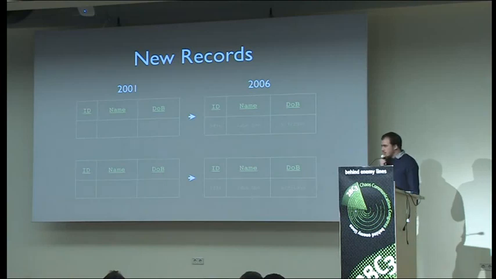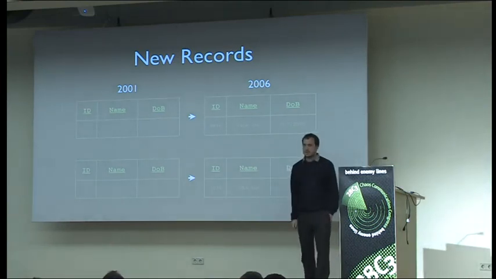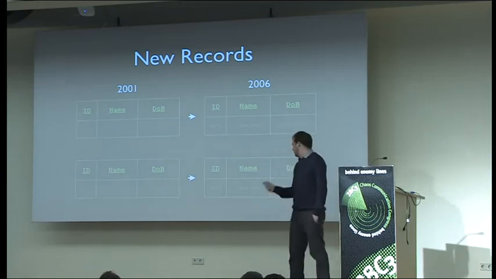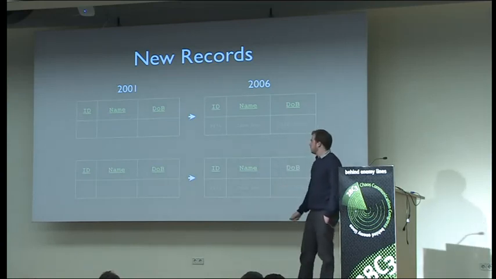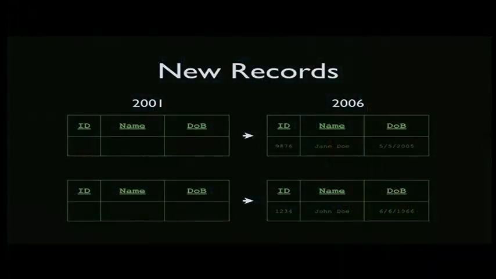So diffing basically gives us three types of results. The first result would be new records. Now these are kind of trivial cases. New records can be one of two things. Either children that were born sometime between the old version of the data and the new version. So say a child that was born in 2005 would not exist in 2001. Obviously, it would exist in 2006.